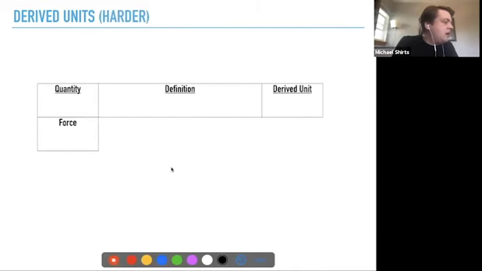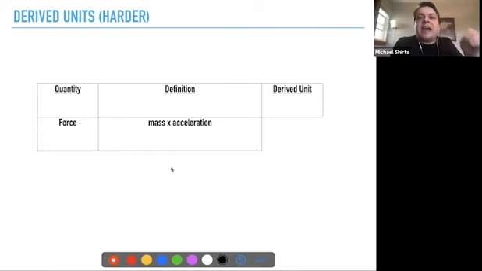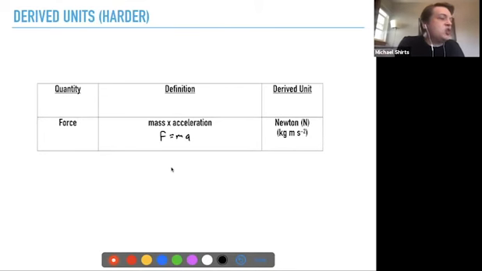For example, force. Force is a very important unit we deal with a lot when you're looking at conservation of energy in physics. You've seen this a lot, but maybe you have less physics, since we know you're good at chemistry if you're in this class. So force is defined by mass times acceleration. F equals ma. That's really all it is. And the derived unit here is the Newton.